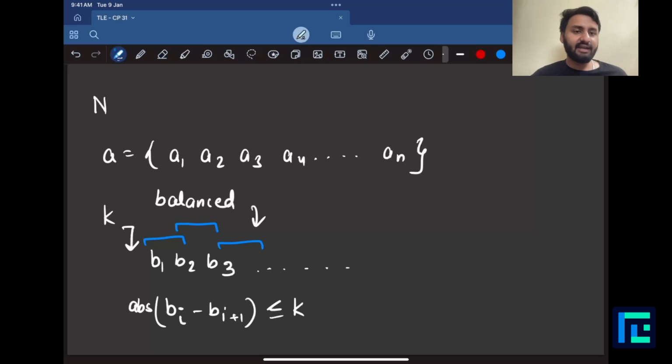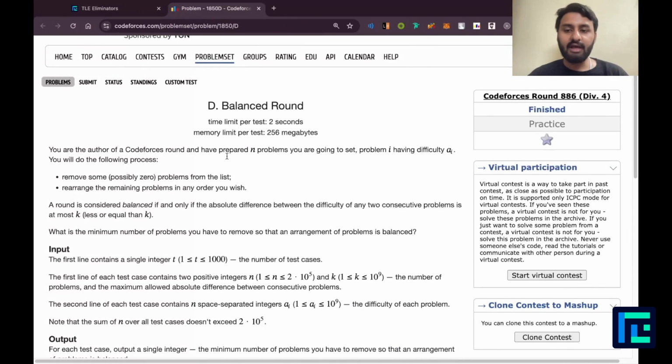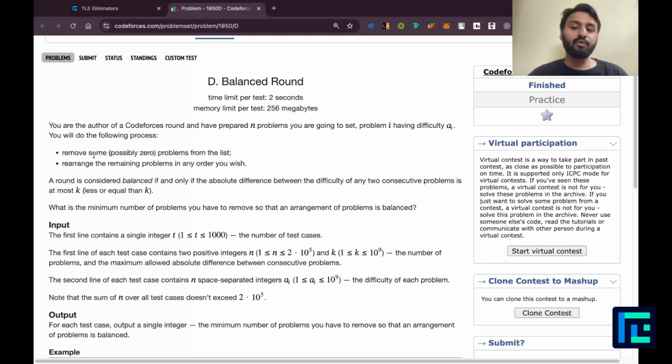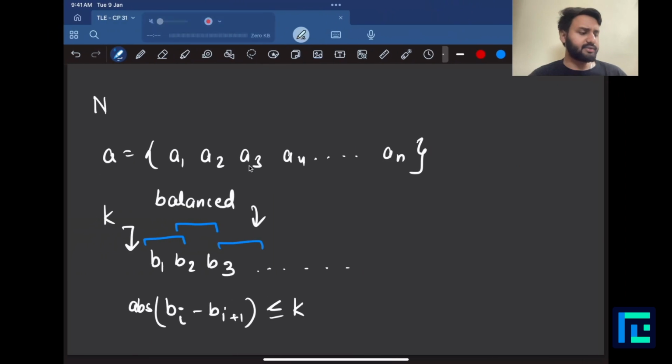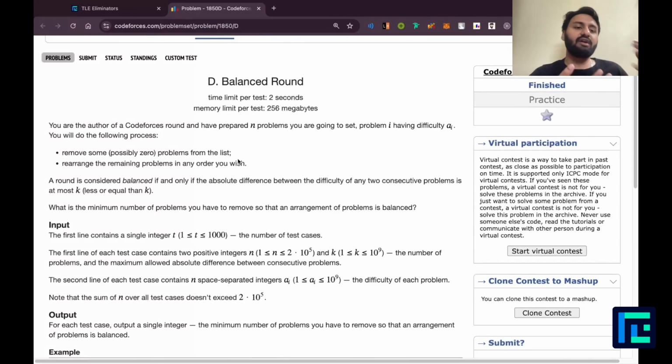Now, given this array, it might not necessarily be balanced, of course. So we want to balance this array out. To do that, you have been given some operations you can perform, and one operation is you remove some element from this list. So you just say, okay, I wish that I would remove, let's say A2 or let's say I remove A4 and so on. And then when I have done whatever removals I want, I can also rearrange the numbers however I like.